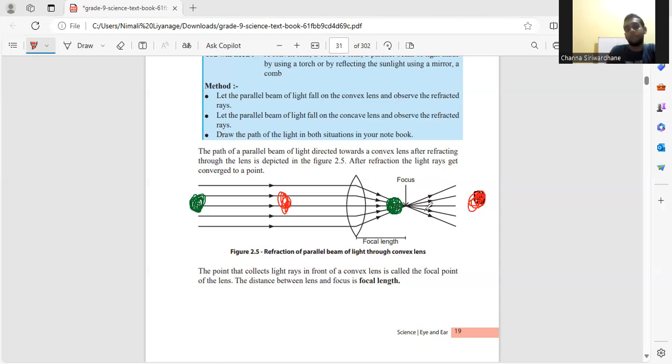This is the trick of a convex lens. That means if the distance between the lens and the object is higher, the length at which the image is created will be shorter. If this length is longer, the image length will be shorter. If the distance between the object and the lens is shorter, the length between the image and the lens will be longer, right?